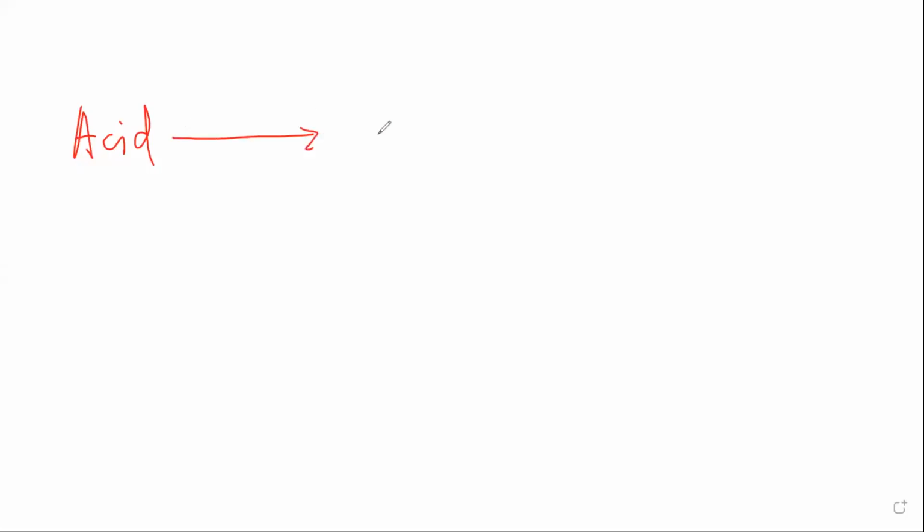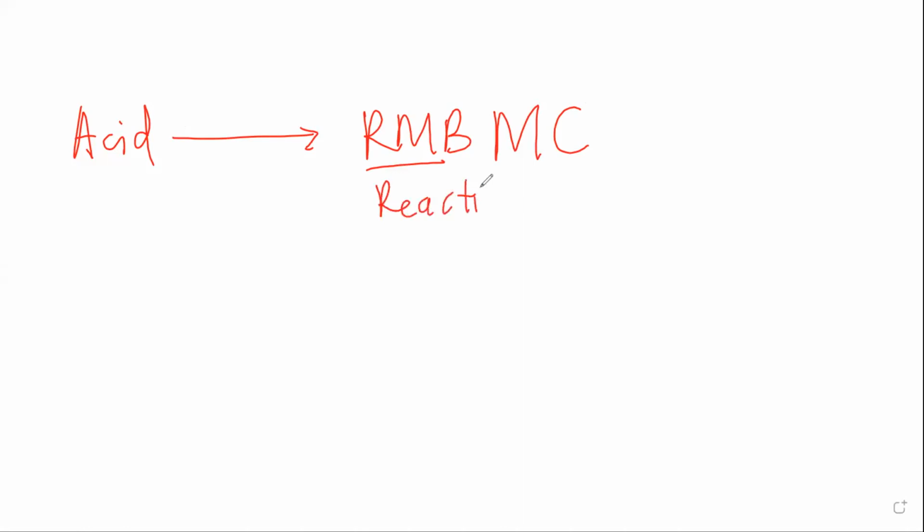Okay, now acid has 3 properties. Acid can react with, remember, MC. Okay, what is RM? Acid will react with what? Reactive metals. Very good, Mardia. Acid will react with reactive metal. 1 mark for you. Acid will react with reactive metal.